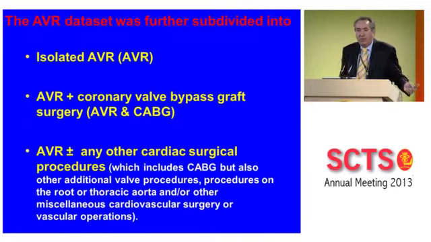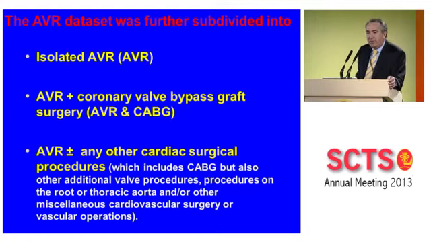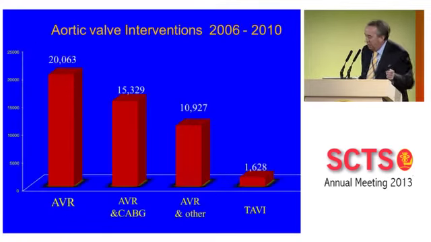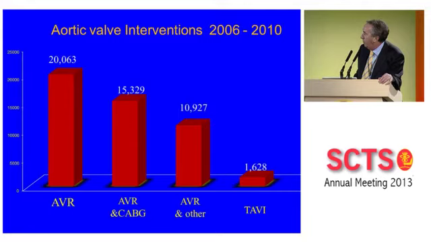The conventional surgery was further subdivided into three groups: patients having isolated AVR, patients having aortic valve replacement and concomitant coronary artery surgery. And there was a third group, which was a really rather heterogeneous group, where aortic valve replacement was combined with other procedures, mitral valve replacement, and other such activities. And these are the numbers of interventions in these various groups over this 5-year period.